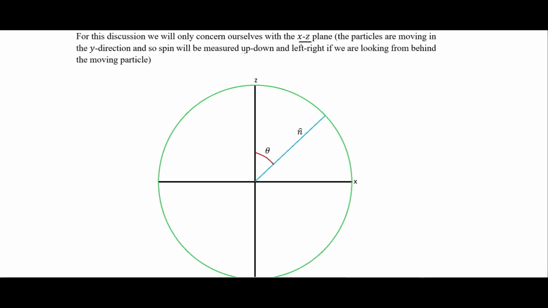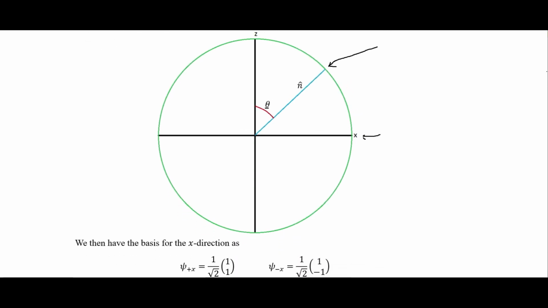So the spin will be measured sort of up, down, and left, right, where z here is up, down, and x is left, right. And then we can have some n hat here, which is just an arbitrary direction, so we can have some angle theta here. And when we are in between one of these, then we have to use this n hat here.